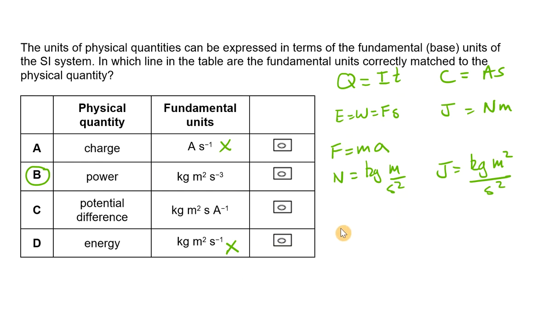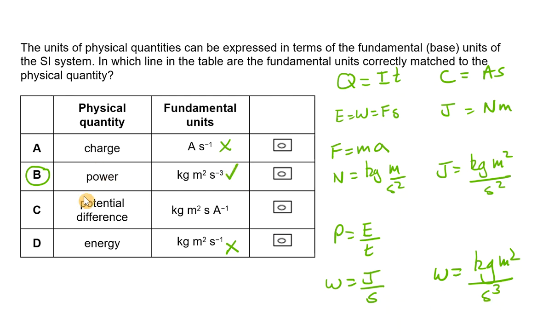Now, as I said before, power is equal to energy over time, which means a watt is a joule per second. And if I divide the joule's equivalent by seconds, I'll find out what a watt is. So a watt is kilograms meters squared over seconds cubed, which is what we've got here. You can do the same with potential difference and prove that this one isn't correct.